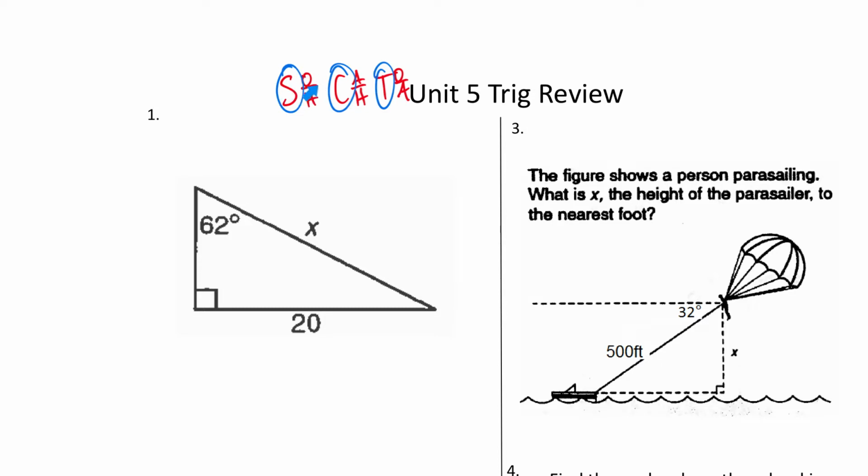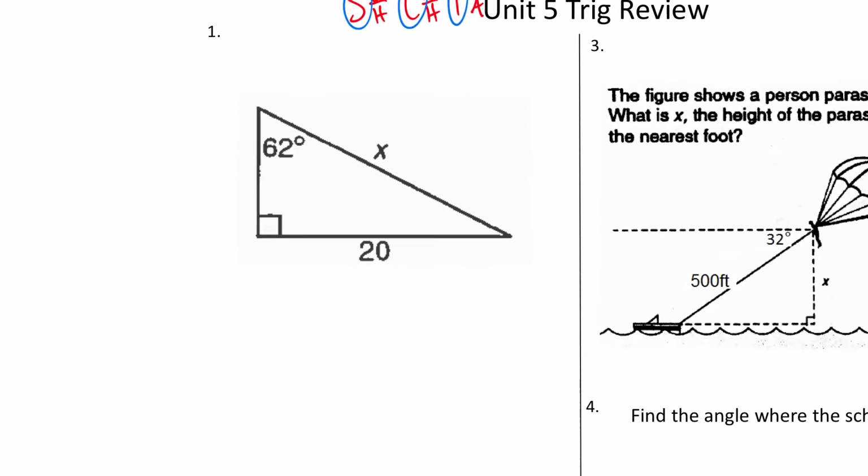Remember, on sine, you always set it up like that. It's always the opposite on top, hypotenuse on bottom. On cosine, it's always adjacent over hypotenuse. Never the other way around. You'll never put the hypotenuse over the adjacent. That'll give you the wrong answer. And then on tangent, it's always opposite over adjacent. So just be careful for that.